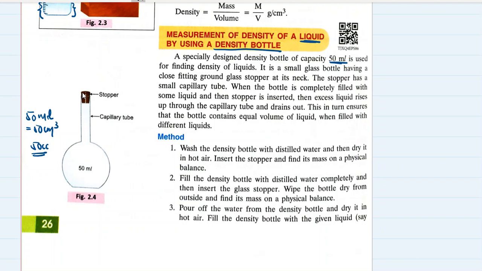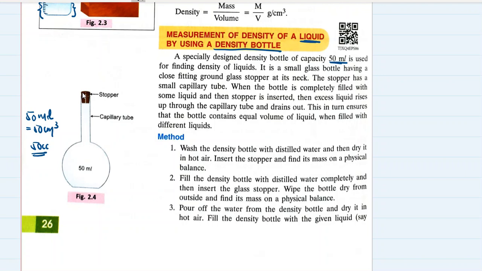When the bottle is completely filled with liquid and the stopper is inserted, excess liquid rises through the capillary tube and drains out. This ensures that the bottle contains equal volume of liquid when filled with different liquids. So you can fill the bottle with water, kerosene, oil, petrol, alcohol, glycerine, any liquid. But after closing the stopper, every liquid will have the same volume.